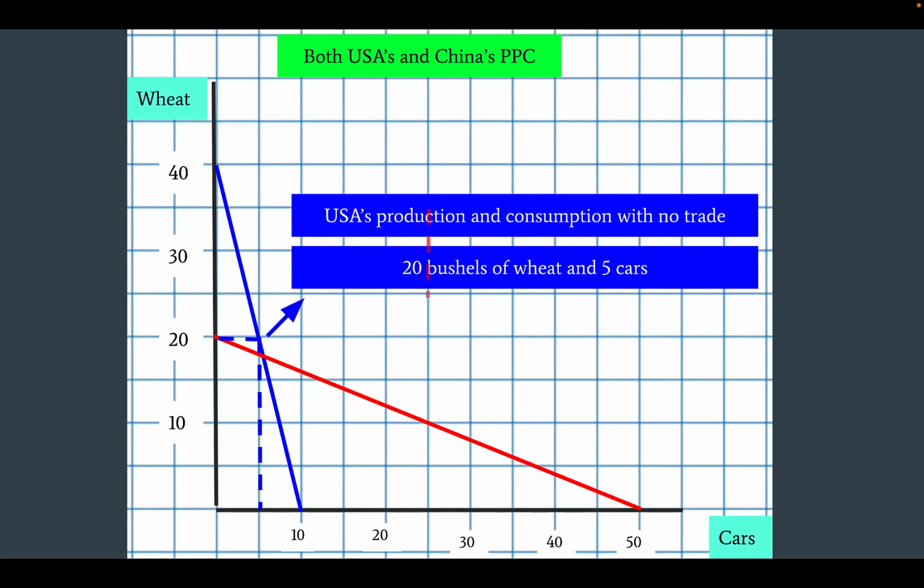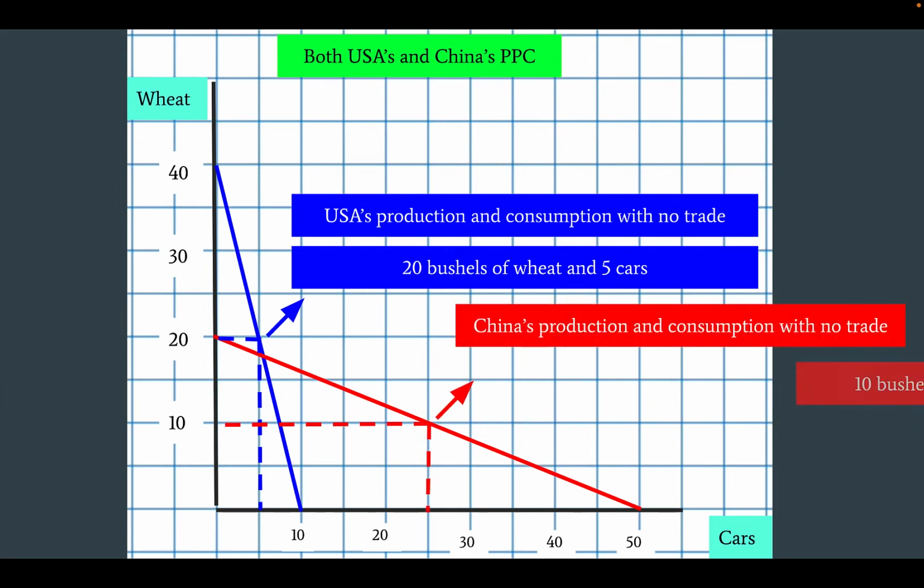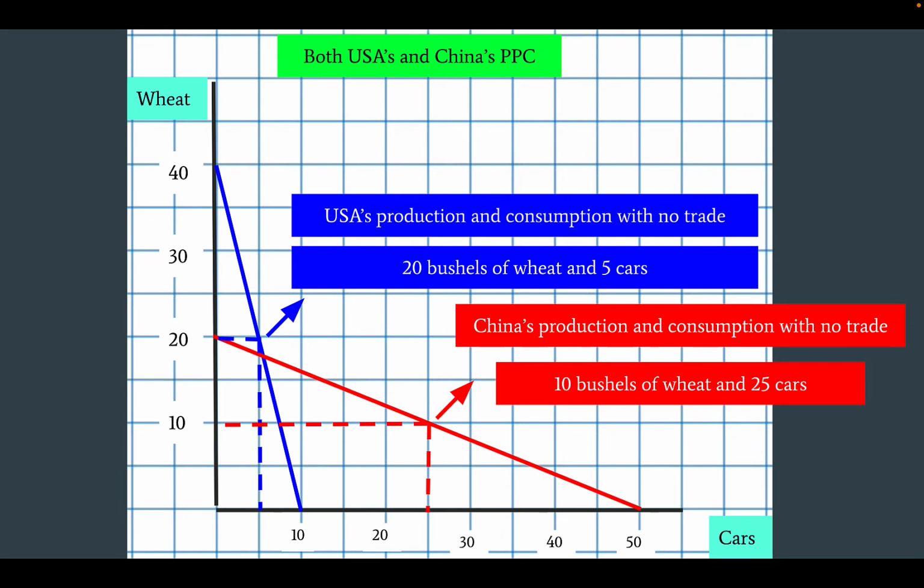Now the same is also true for China. So let's assume they're going to spend half their time producing wheat and half their time producing cars. So that's 10 bushels of wheat and 25 cars. And China can only consume what it produces, so its standard of living, its ability to consume goods and services, depends entirely on its production, on its domestic real GDP.